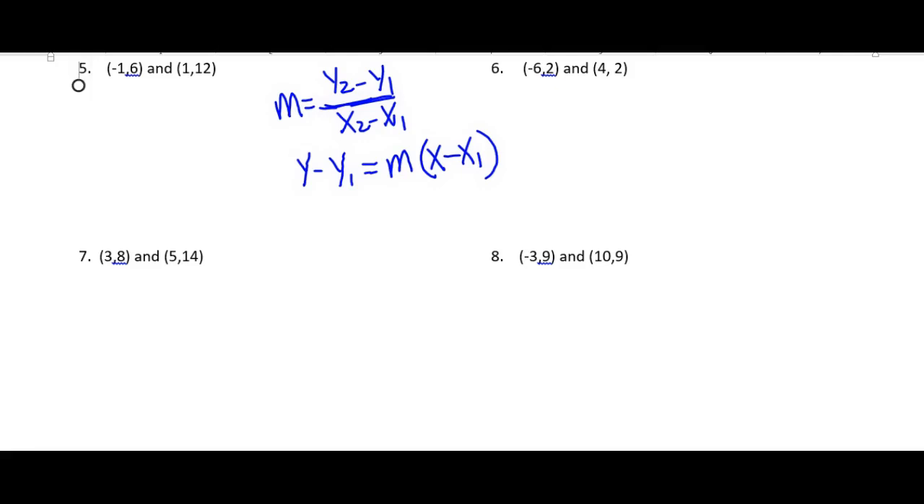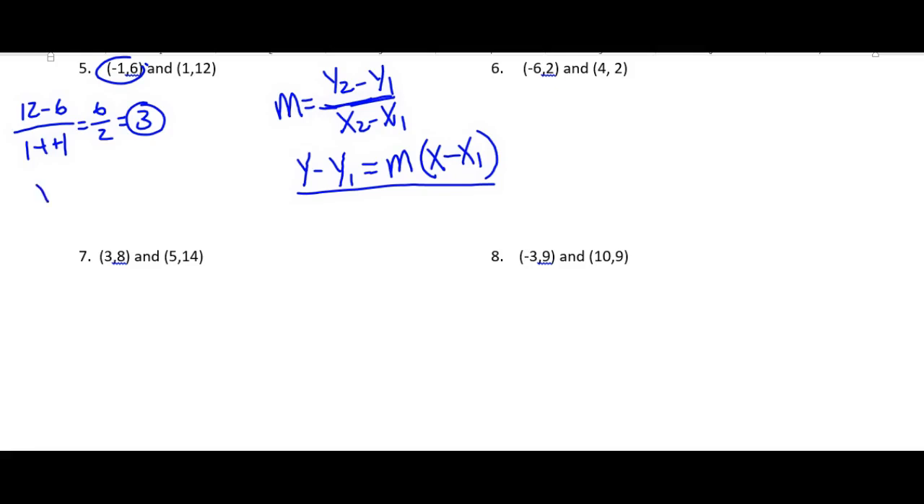Our slope, y minus y is 12 minus 6. X minus x is 1 minus negative 1. Change that to 1 plus 1. We end up with 6 over 2 for our slope, which reduces to 3. That's my m. Down here with the point slope formula, we're going to plug in one of the 2 points. Doesn't really matter which one. I'll take this one. Smaller numbers. There is a negative 1, but usually I will try to avoid negatives. It's all the same though. We get the same answer either way.